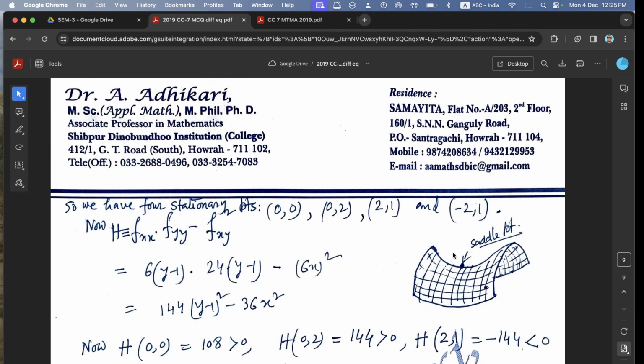This is the saddle point. This is a surface, a curved surface. This is the saddle point. If we approach along this curve, this point is the maximum. If we approach along this other curve, this point is the minimum. So this point is a saddle point for this surface.